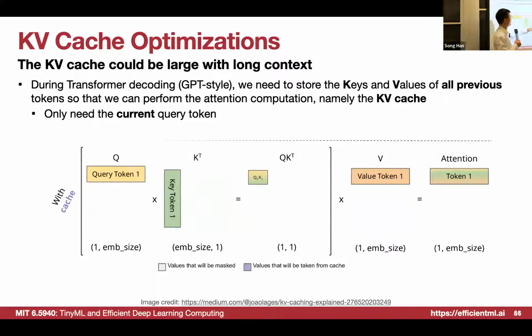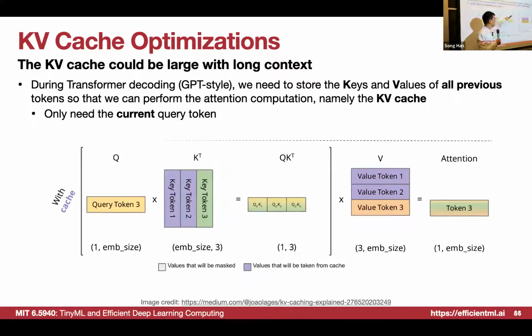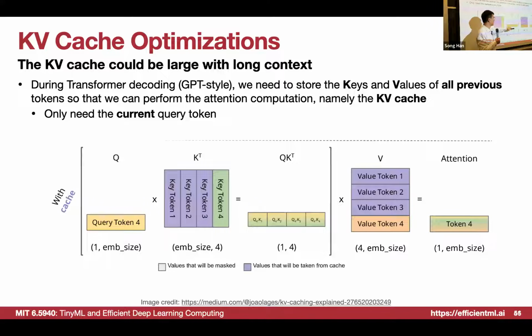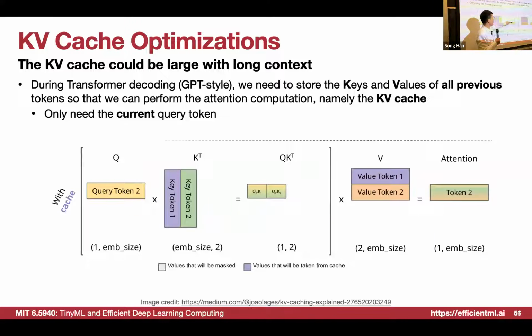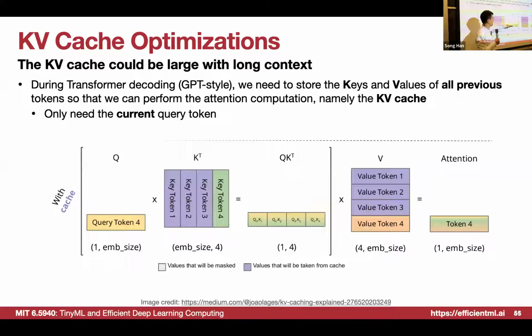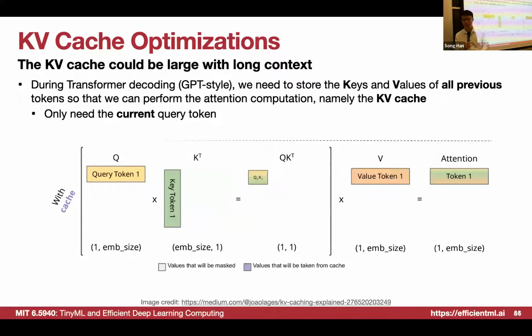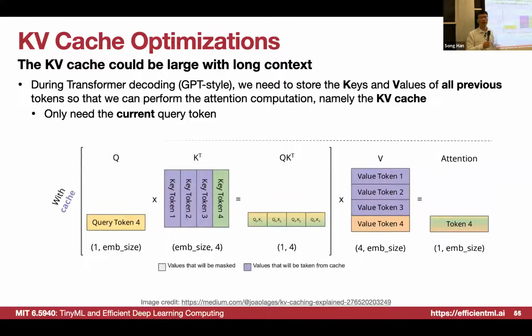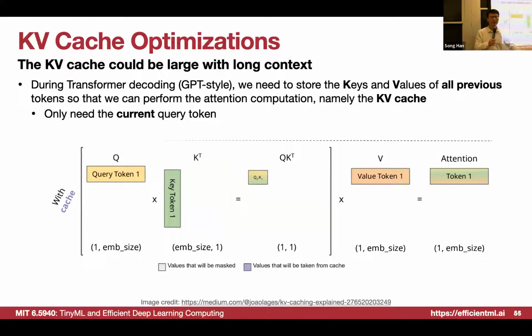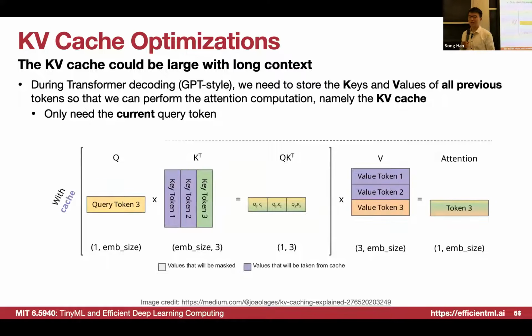Like previously, you already calculated Q1, K1. Now you don't have to calculate it when you are at Q4, Q3. Similarly here, you already calculated Q2 and K2. Now you don't have to calculate it in the future step. But the overhead is that you have to store this purple part in the memory, and that grows linearly as the sequence length gets longer.